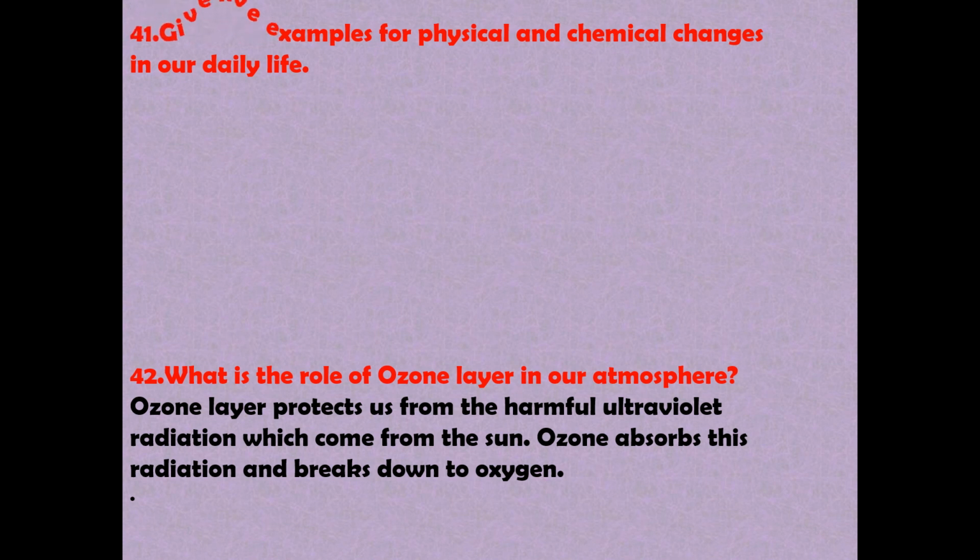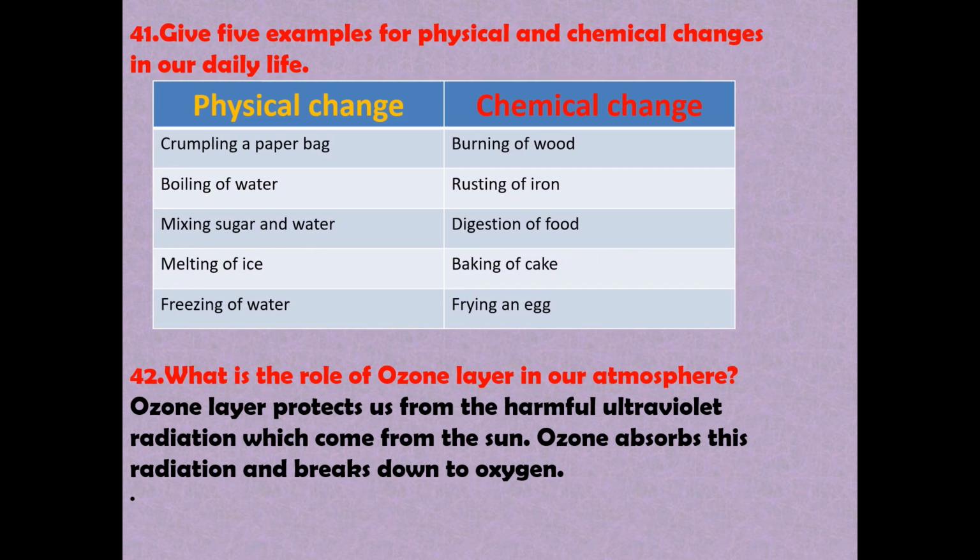Next question. Give 5 examples for physical and chemical changes in our daily life. Let's check out the answer. Physical change: crumbling a paper bag, boiling of water, mixing sugar and water, melting of ice, freezing of water. These are the examples which we are experiencing in our daily life. Next, chemical change: burning of wood, rusting of iron, digestion of food, baking of cake, frying an egg.